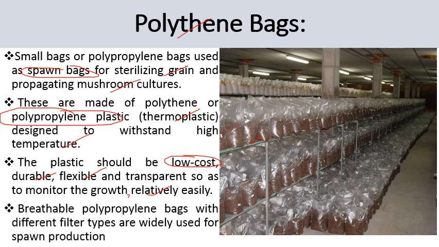Then breathable polypropylene bags with different filter types are widely used for spawn production. जो breathable polypropylene bags हैं उन्हें यूज़ किया जाता है spawn production के लिए.